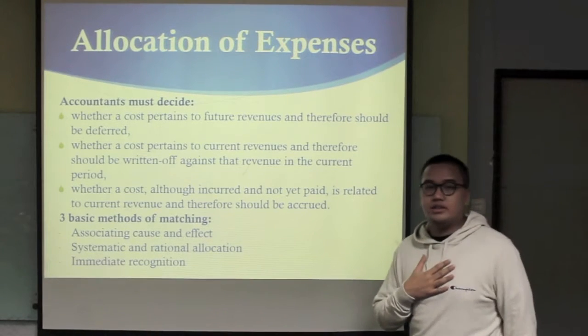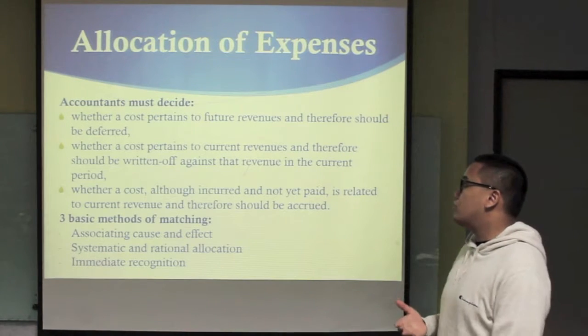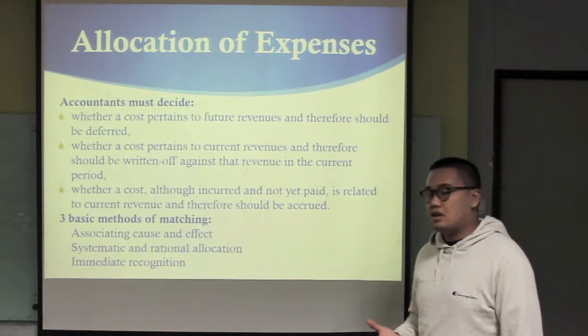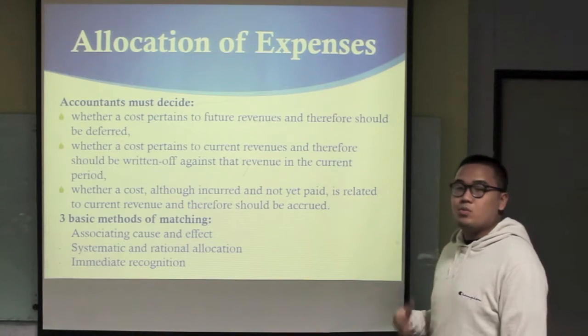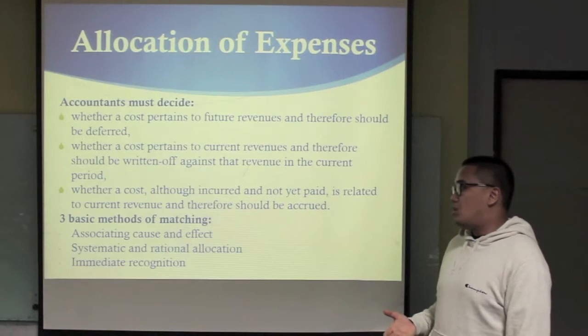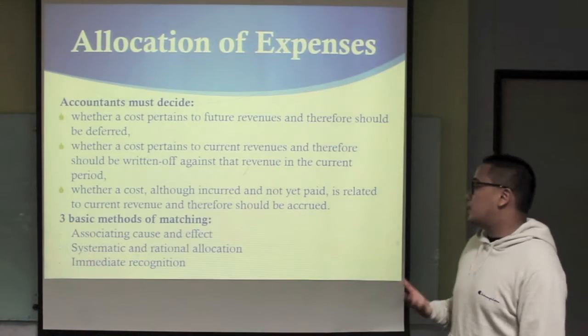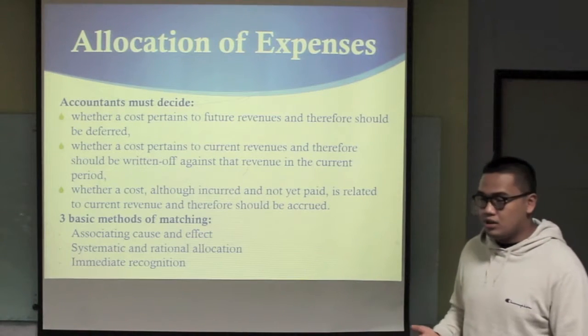So for the allocation of expense, accountants first must decide whether a cost pertains to future revenues and therefore should be deferred. The second is whether the cost pertains to current revenues and therefore should be written off against that revenue in the current period, and whether a cost, although incurred and not yet paid, is related to current revenues and therefore has to be accrued.